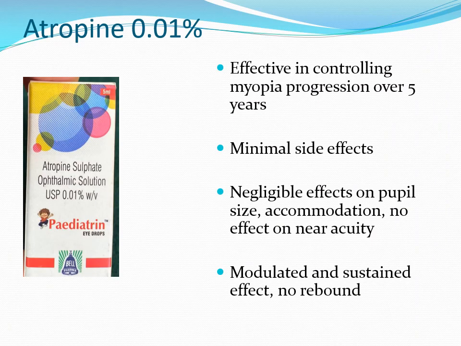The next is atropine 0.01%. It is effective in controlling myopia progression over 5 years, and it has minimal side effects, negligible effects on the pupil size and accommodation, and no effect on the near acuity. So it is used to prevent the progression of myopia.